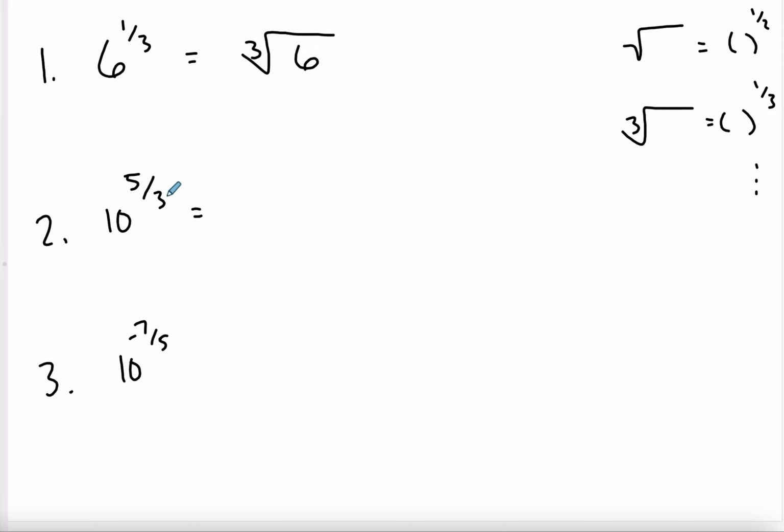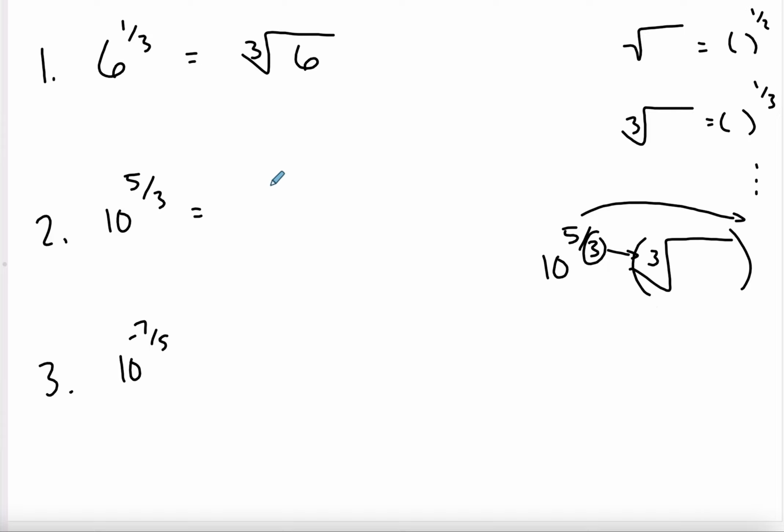Okay, here, remember when we have 10 to the 5 over 3, the bottom number goes into the nook here. The top number goes above. All right, so we have 10, right, the third root of 10 raised to the 5th. Okay.